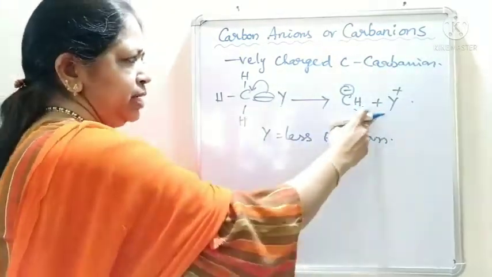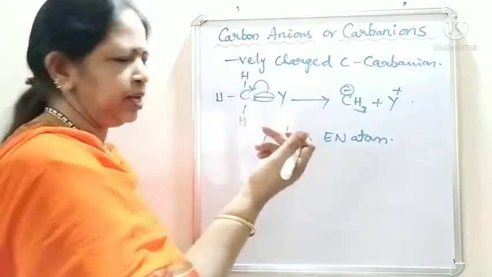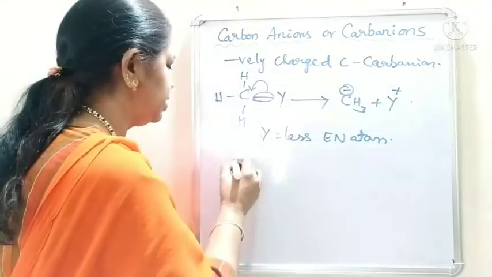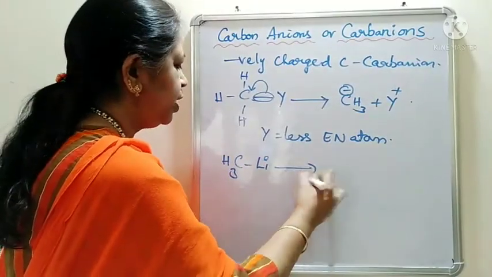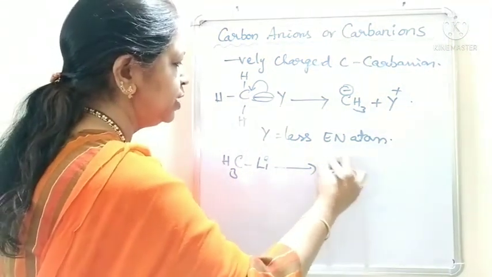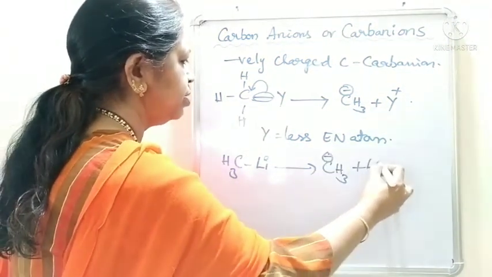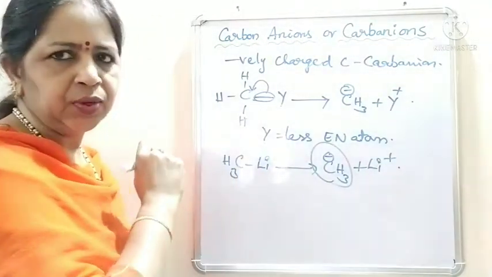Generally, this less electronegative atom Y may be a metal ion like lithium. We can take methyl lithium. It undergoes heterolytic cleavage to form CH3 minus plus Li plus. It is a carbanion.